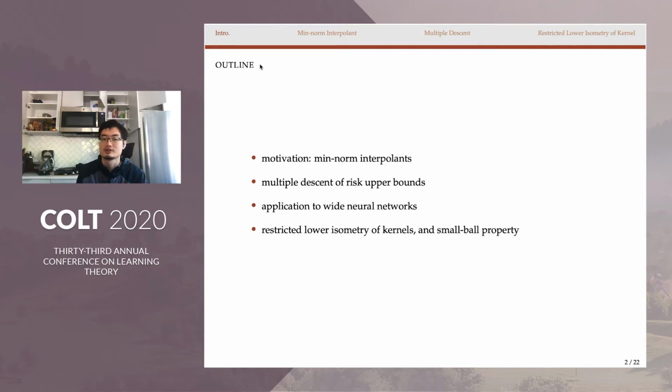So I will first introduce our motivation, which is minimum norm interpolants, and then I will share our results, which is a multi-descent behavior of risk upper bounds. And then I will talk about application to wide neural networks. And I will also share our main proof techniques, which is restricted lower isometry of kernels and small ball property.